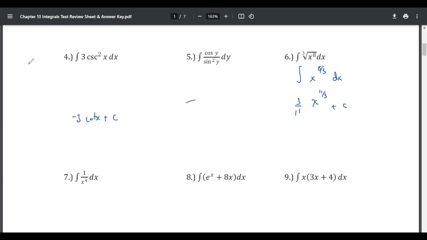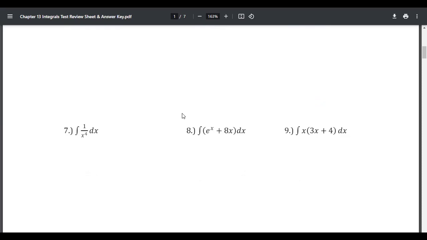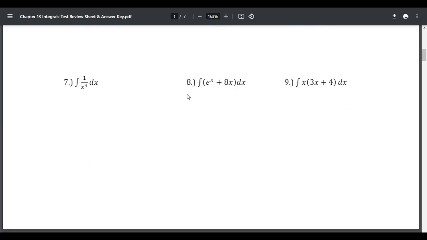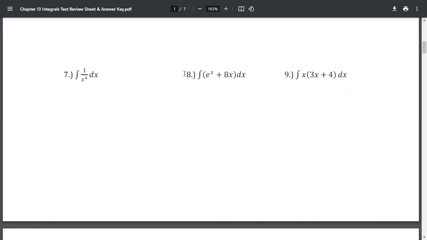Okay. I'm seeing that you're already comfortable with a lot of these, so I'm going to skip a lot of them. How about this one? Can you just read out loud what the answer should be? That's e to the x plus, let me see.